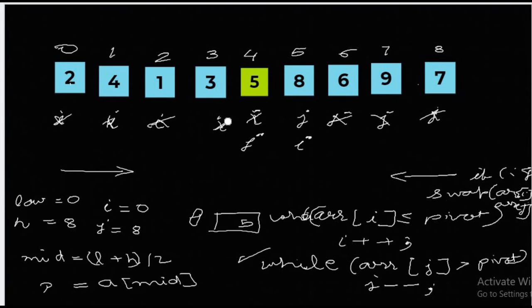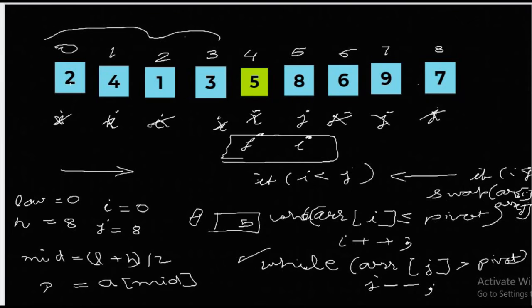Now before swapping, remember we have to check the condition: if i is less than j, then only we are going to swap. Here in this case i is not less than j, so we are not going to swap and our partition algorithm will stop here. Now you can say that after partition all the elements which are less than 5 are here at the left hand side, while all the elements which are greater than 5 are at the right hand side. Even though these arrays are not sorted, like 8 6 9 7 is not sorted, also 2 4 1 3 is not sorted, no problem, but 5 is at its sorted position.